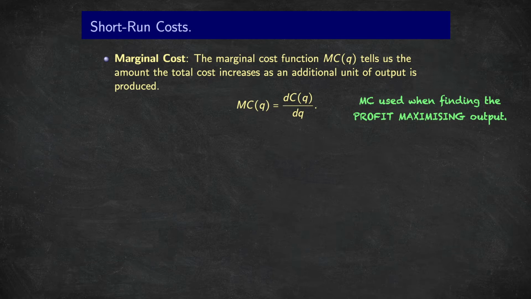And finding the output that makes marginal revenue equal to marginal cost is precisely the necessary condition for maximizing profit. There are some second-order conditions to verify, but that's the first-order condition, which is going to use this idea of marginal cost. What does it mean graphically?